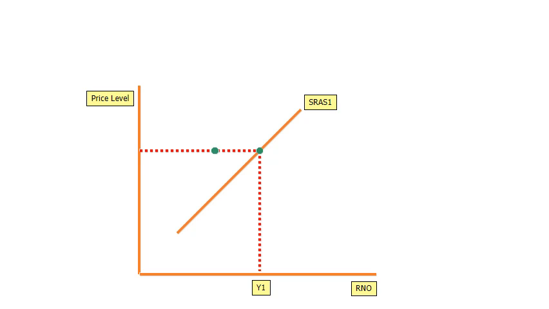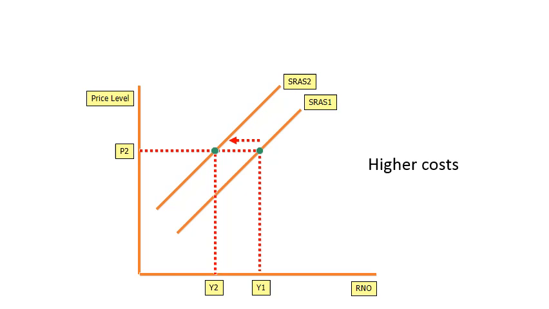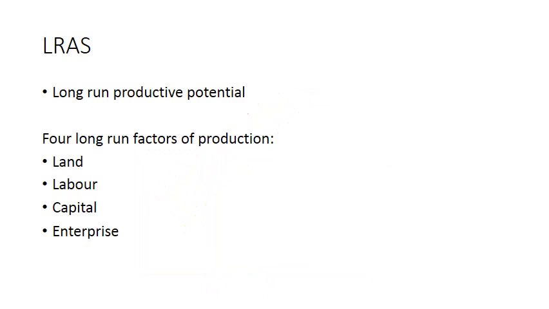Let's say we had some increase in costs. What we then get is a negative shift of the SRAS curve. At any price level now, firms can't produce as much as they did in the past. So increases in costs lead to negative shifts of SRAS. Reductions in cost would lead to positive shifts of short run aggregate supply, positive of course always meaning to the right. Finally, the long run aggregate supply curve.